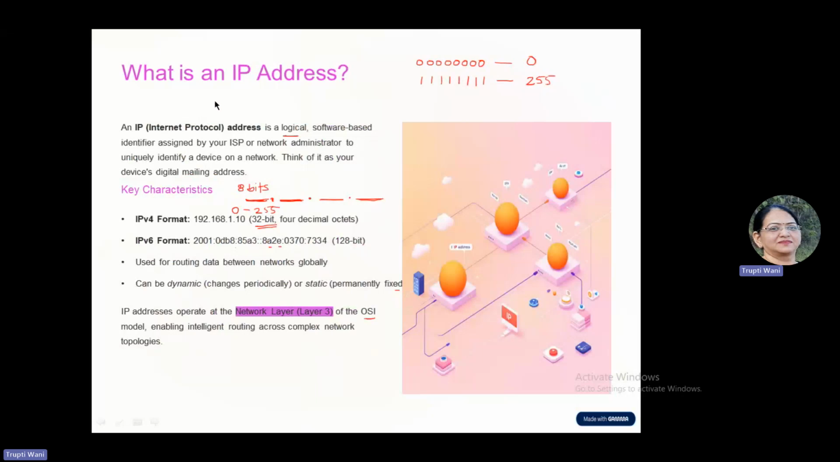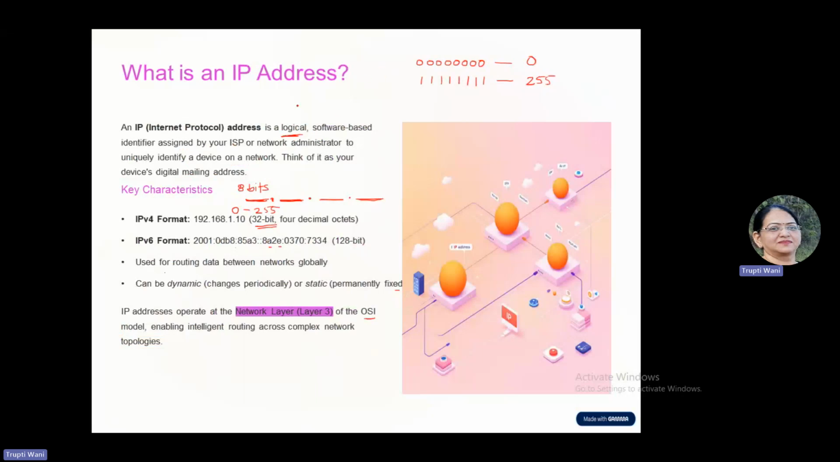Now, what is an IP address? We'll see in detail. IP address, that is Internet Protocol Address. It's a logical address. So remember, these points are very important. It is called a logical address. Software-based identifier assigned by your ISP or network administrator to uniquely identify a device on a network.